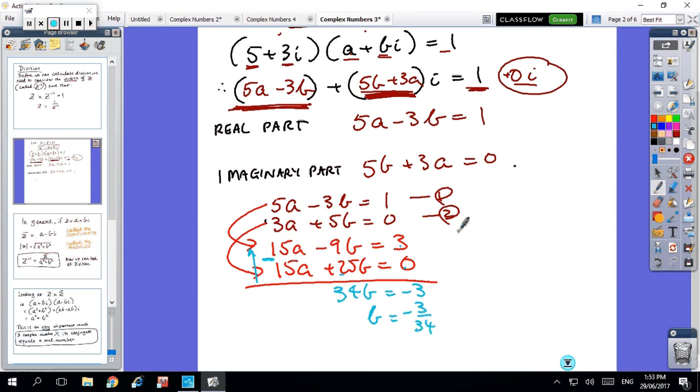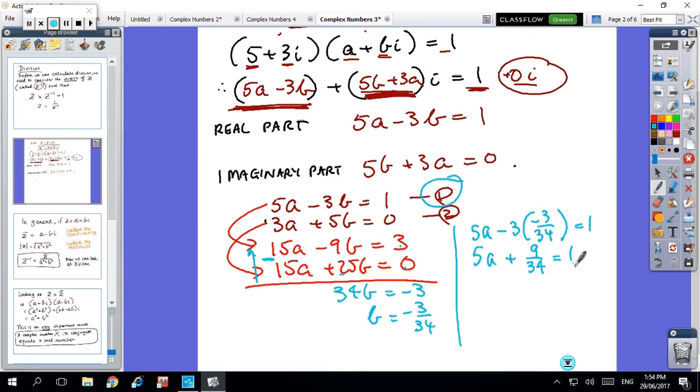And then once you've got that answer, we can just sub that in. So we've got 5a minus 3 times minus 3 over 34 equals 1. I'm just subbing it into that equation. So 5a plus 9 over 34 equals 1. And then take that across the other side. So 5a equals 25 over 34. And then a will just be divided by 5, so we end up with 5 over 34.